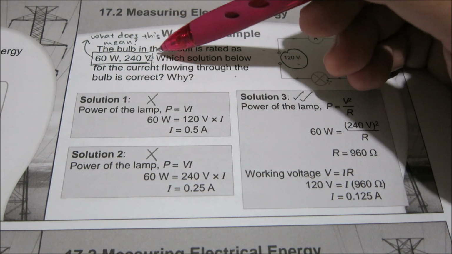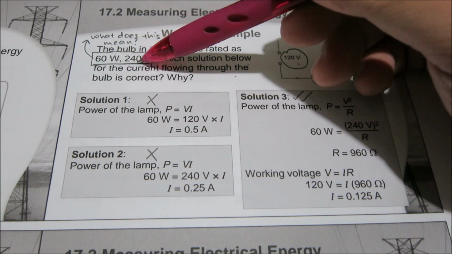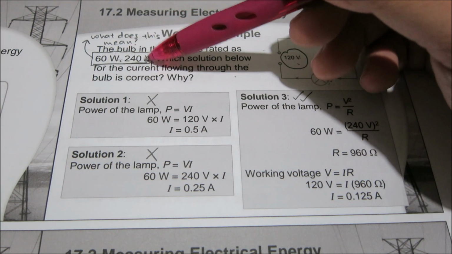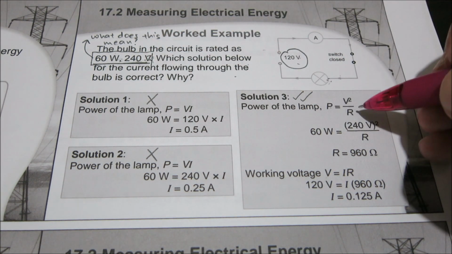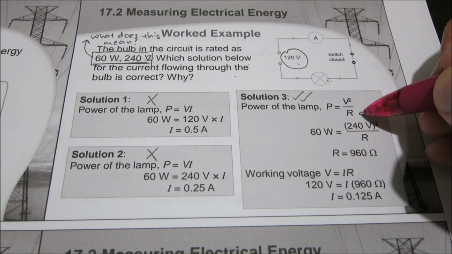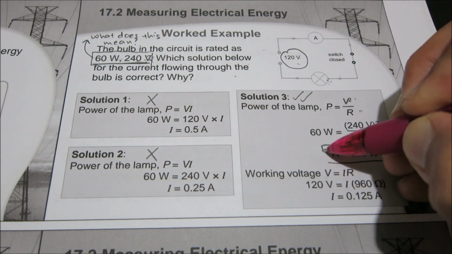supply. So that means it is not getting 240 volts. So this label or this number is not exactly useful now, but it is useful for us to know and calculate the resistance of the lamp. So using one of the 6 formulas, P equals V squared over R, I can calculate the resistance of the lamp. Why can I calculate the resistance of the lamp?